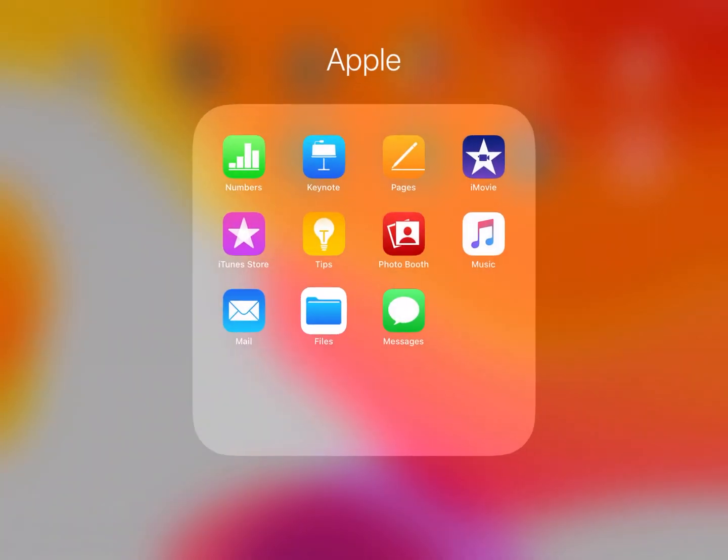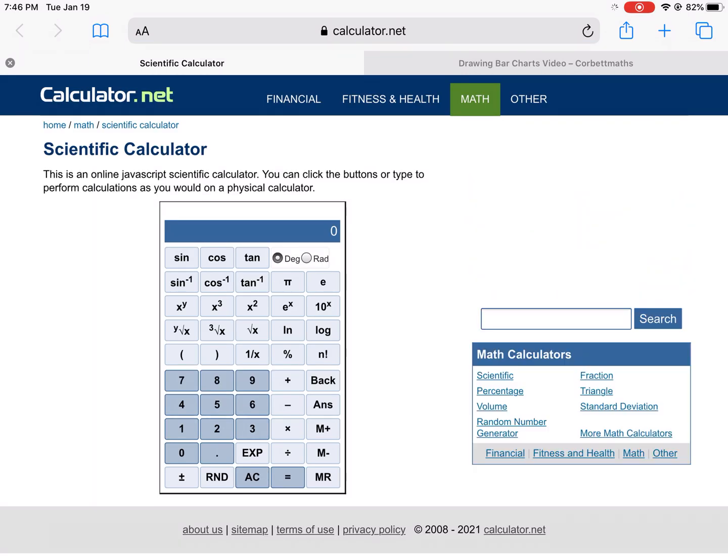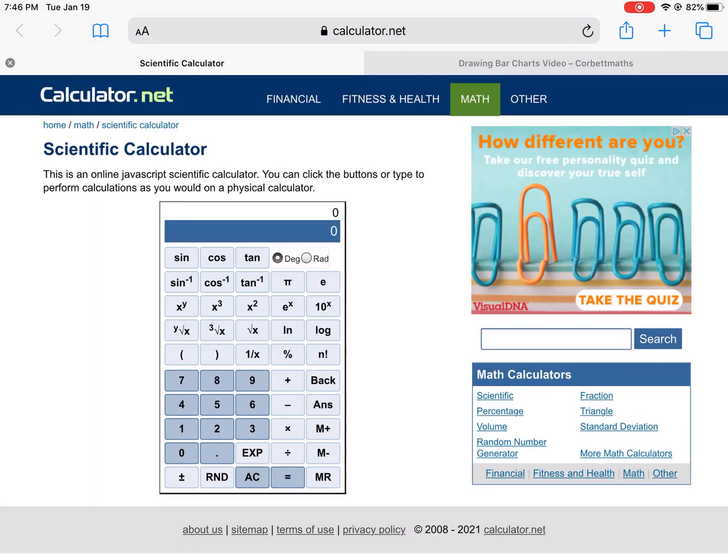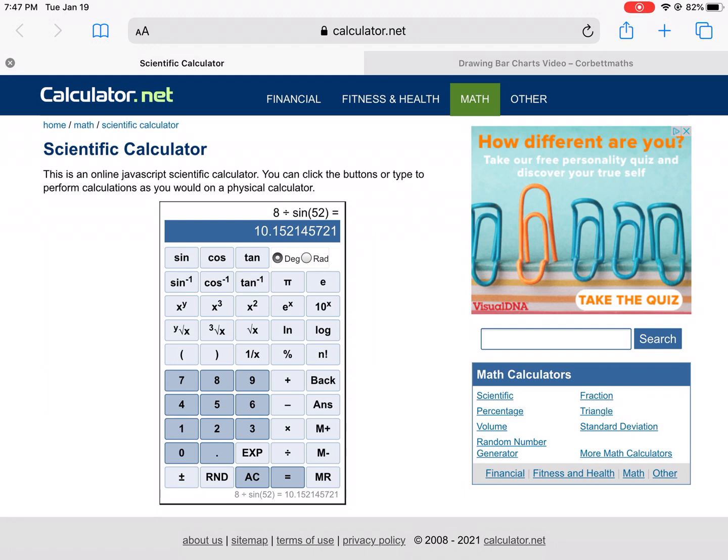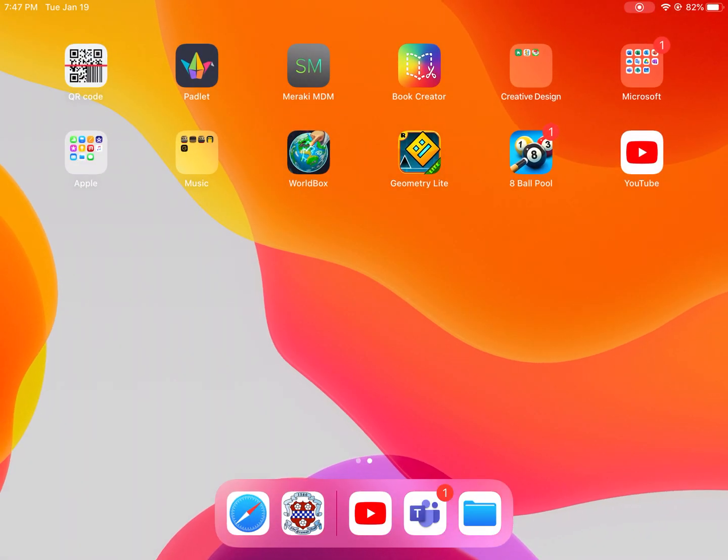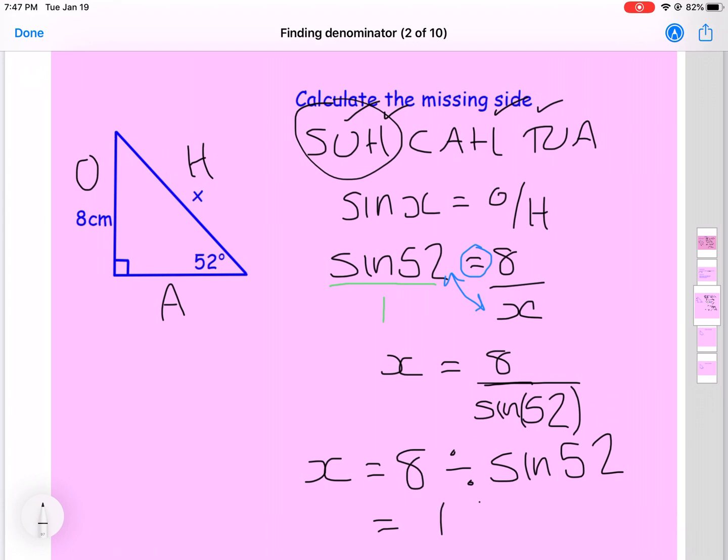Now remember, you can use this online calculator, so that would be in here, and the calculation we wanted to do was 8 divided by sine 52. That equals, and we get 10.2 as our answer. 10.2, we are working with a side, so it's centimetres this time.